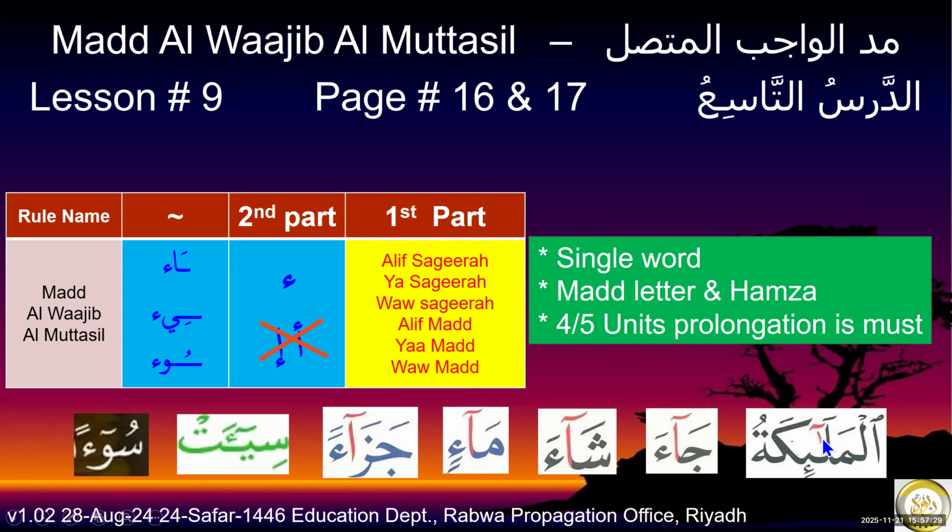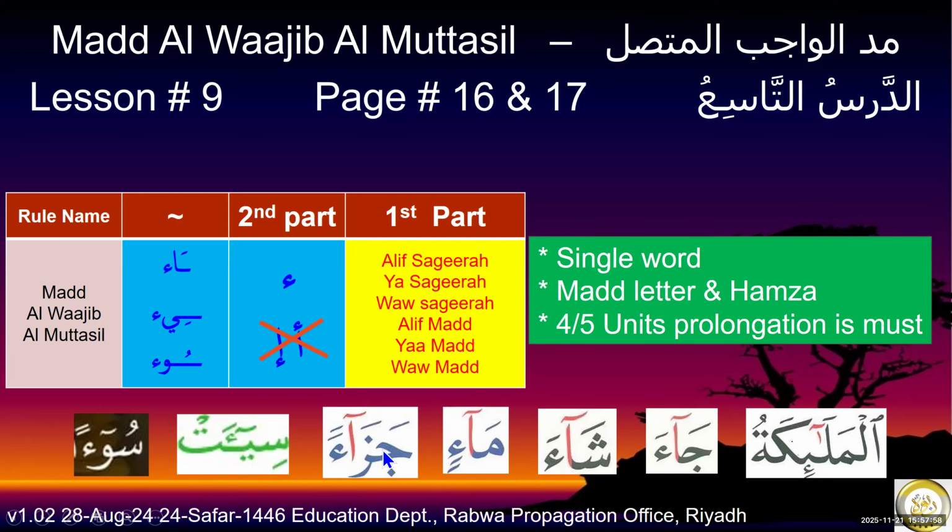The example here is lam having fatha and alif sagira. Then it is followed by hamza here. So because of this hamza, this lam alif sagira has to be pronounced with 4 or 5 units prolongation. Al malaikatu. Here it is alif mad, that is jim fatha alif is an alif mad, but immediately followed by hamza. So that's why it must be prolonged 4 or 5 units.